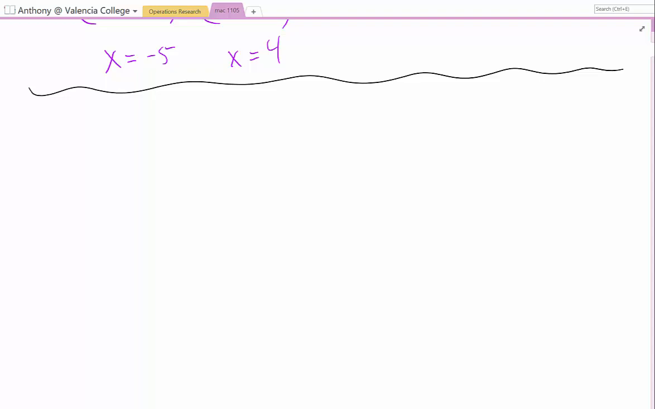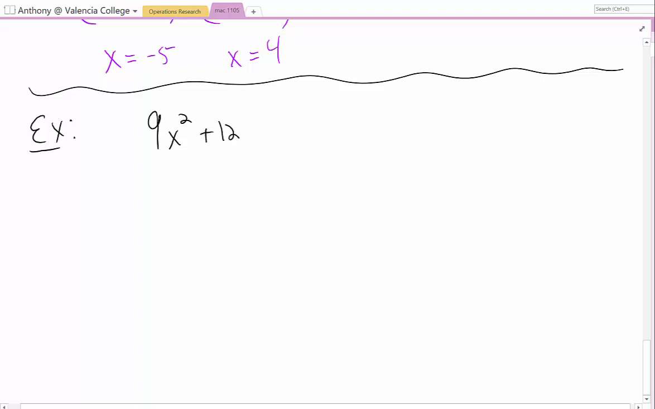For example, suppose we have the following. Suppose we have 9x squared plus 12x minus 5 is equal to 0. Okay?